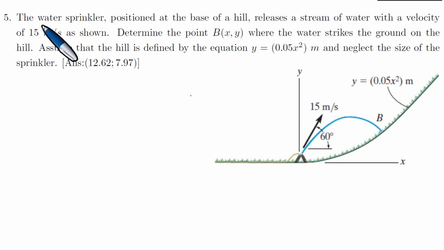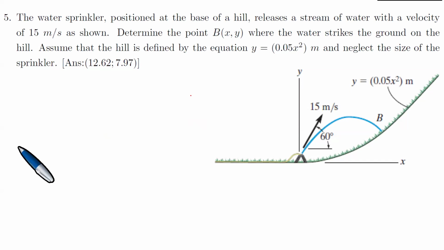And we are told here that the water sprinkler positioned at the base of a hill releases a stream of water with a velocity of 15 meters per second, as shown. Determine the point B where the water strikes the ground on the hill. So we need to determine the point B where the water strikes the ground on the hill. Assume that the hill is defined by the equation y equals 0.05 x squared meters, and neglect the size of the sprinkler. Okay, and we have exactly this kind of situation here.